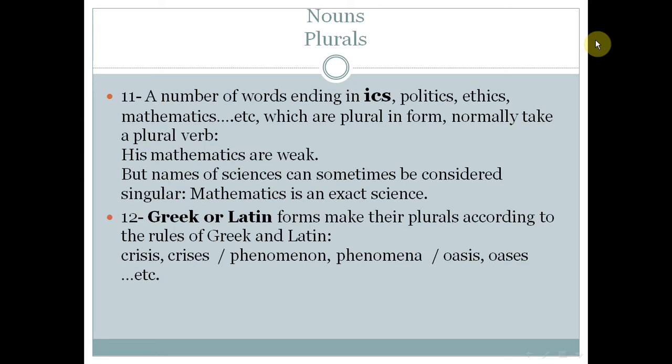Greek or Latin forms make their plural according to the rules of Greek and Latin. Crisis, phenomenon, phenomena, etc.